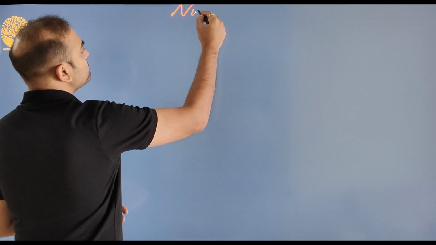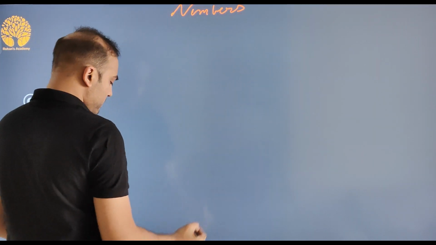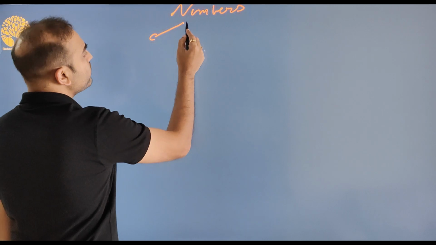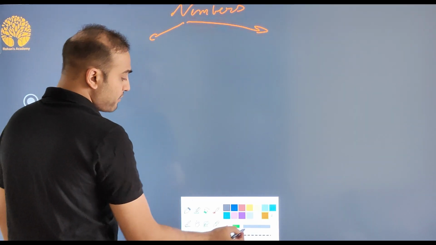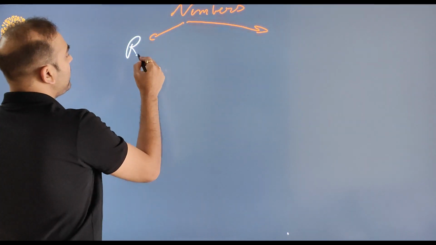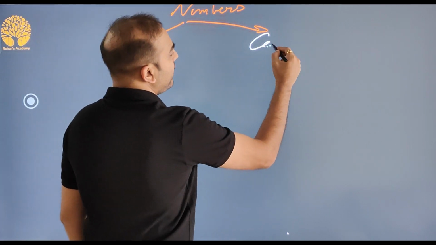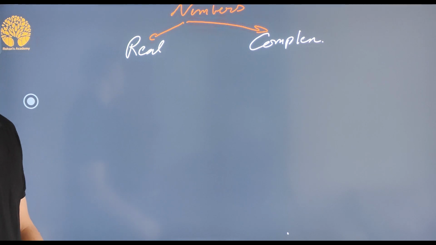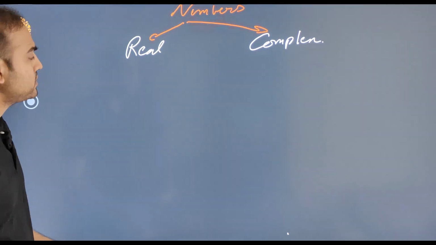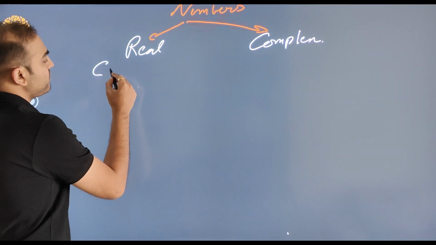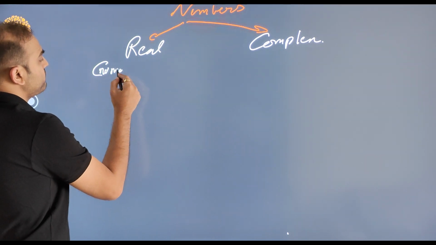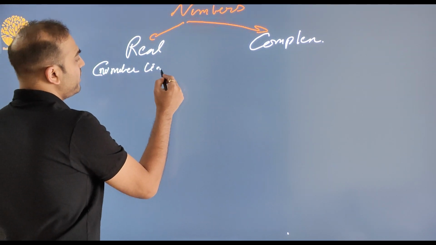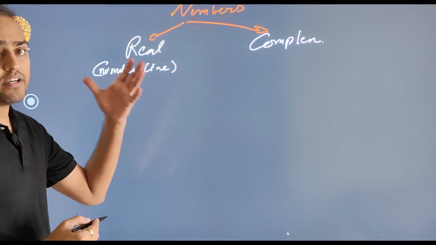Now, when we talk about number system, your numbers can be categorized into two parts. We have real numbers and complex numbers. If you take a time to think, what are real numbers? Numbers that can be represented on number line. All the numbers that you can represent on a number line.